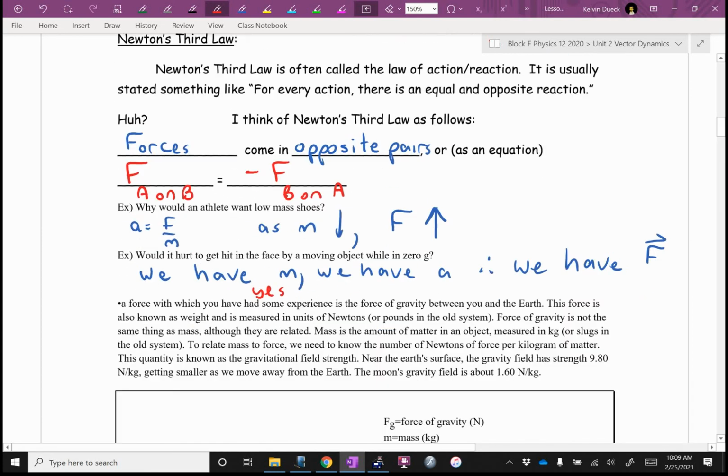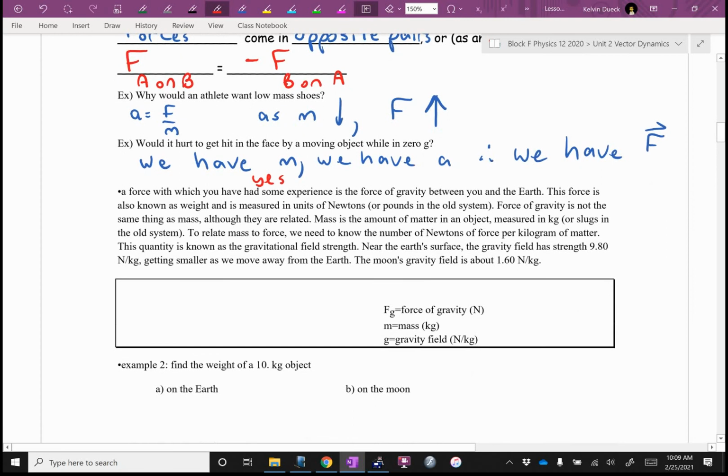Speaking of gravity, a force with which you have had some experience is the force of gravity between you and the earth. This force is also known as weight. Weight is measured in newtons. Mass is measured in kilograms. Weight is measured in newtons. If you tell me your weight is 42 kilograms, no, it's not.